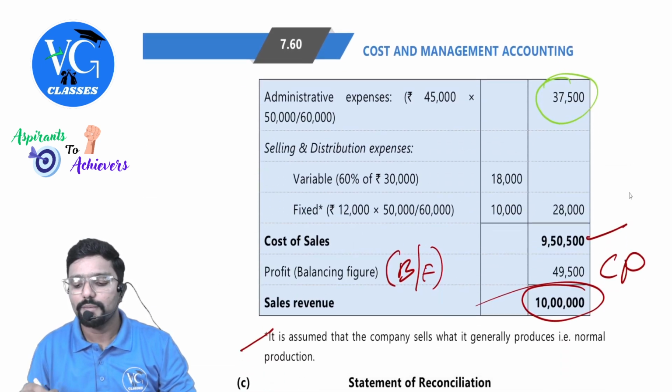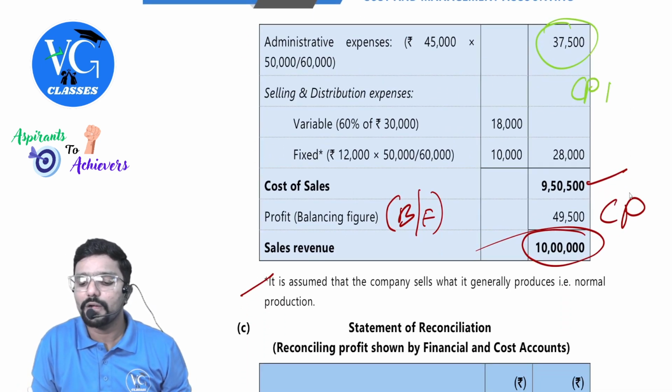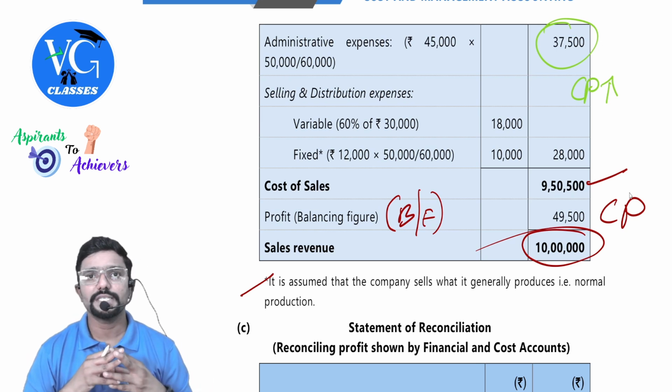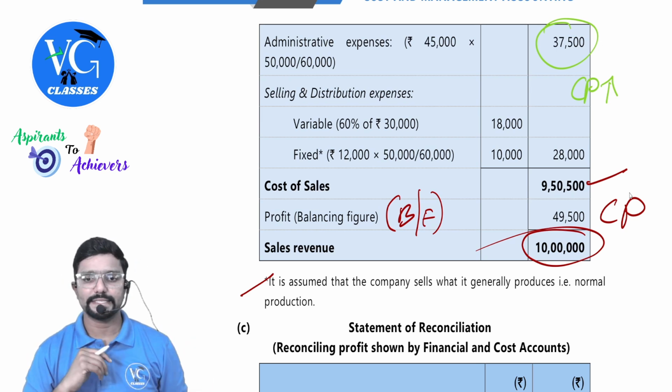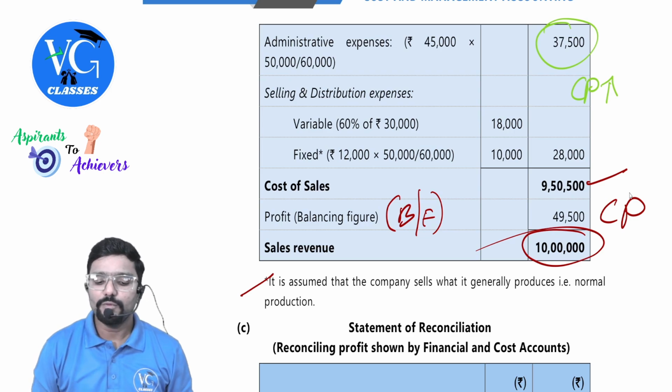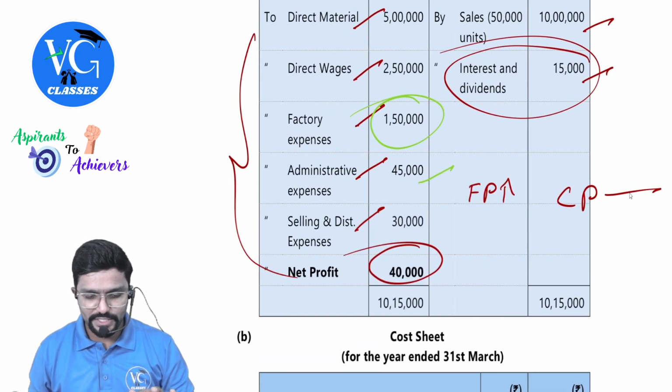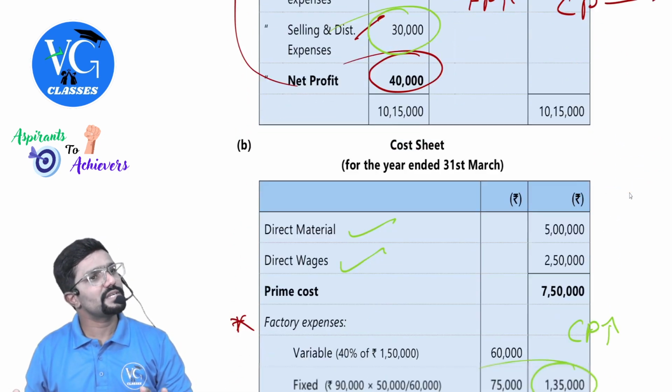So because of this, my costing profit has gone up. You are undercharged. So now what should you do? Deduct. The last one, selling and distribution: how much have you observed? 28. How much have you charged here? 30. That means 2,000 less again.